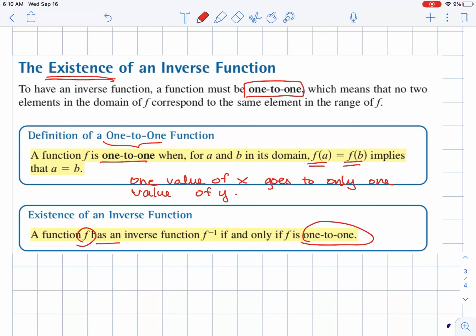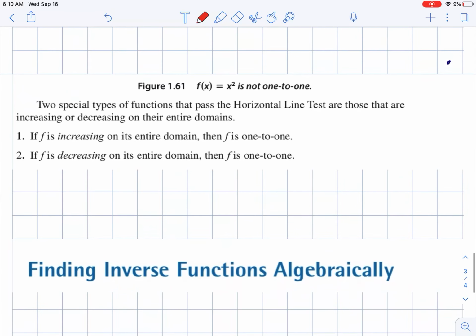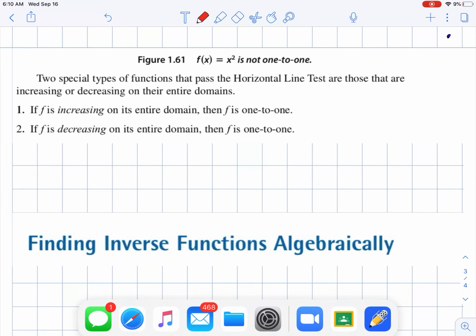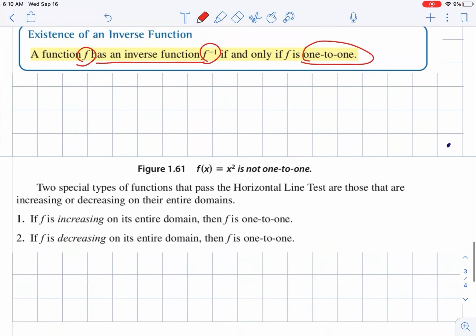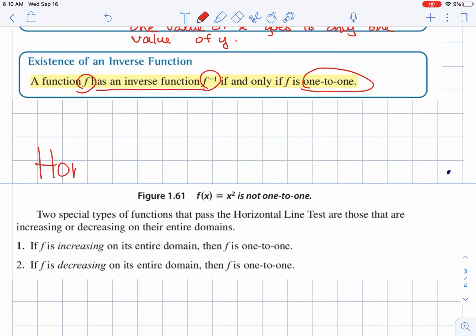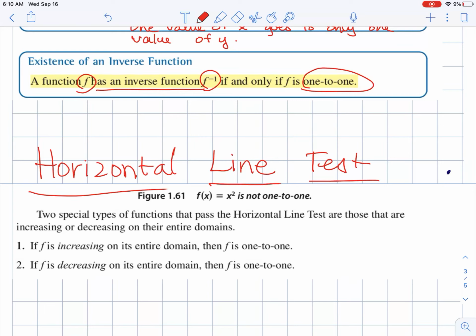And if we can determine if it's one-to-one, then we can say that f has an inverse function, f inverse. Okay. The other thing we know is we can use what's called the horizontal line test if it's graphed. And the horizontal line test basically tests if things are one-to-one, okay?